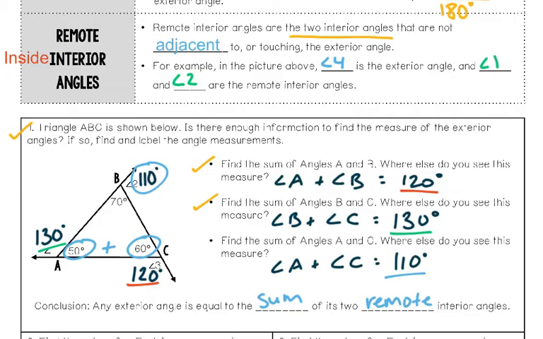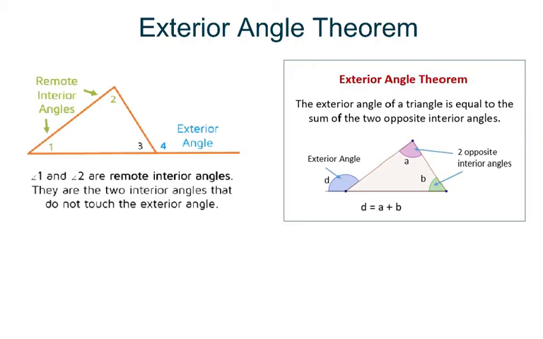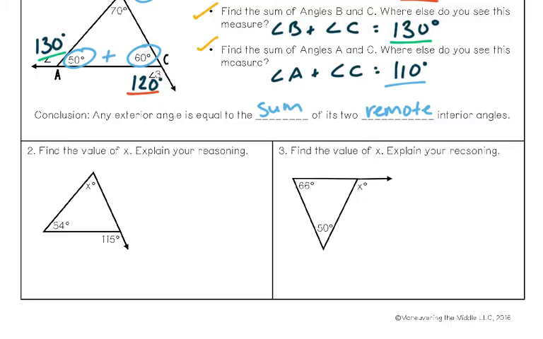And that worked for all these examples that we looked at. That is because of the exterior angle theorem. We just defined it and we proved why it works. If you add up the two remote interior angles in a triangle, that will add up to equal the exterior angle. We can apply the exterior angle theorem to question number 2. It says find the value of x, explain your reasoning.